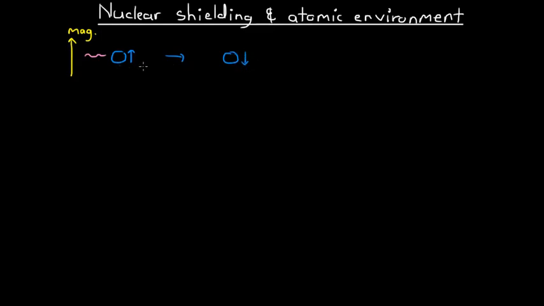The difference in energy between this up-spinning nucleon and this down-spinning nucleon, we will call delta E. So delta E is basically the energy of the photon that's absorbed, and it's the difference in energies between the high energy and low energy nucleon when they're placed in an external magnetic field.